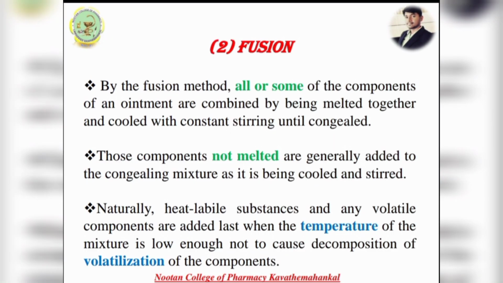The second method is the fusion method. By the fusion method, all or some of the components of an ointment are combined by being melted together and cooled with constant stirring until congealed. Those components not melted are generally added to the congealing mixture as it is being cooled and stirred. Heat-labile substances and any volatile components are added last, when the temperature of the mixture is low enough not to cause decomposition or volatilization of the components.